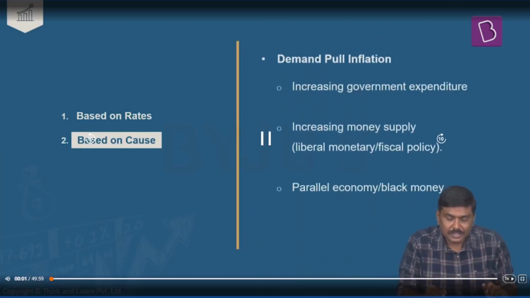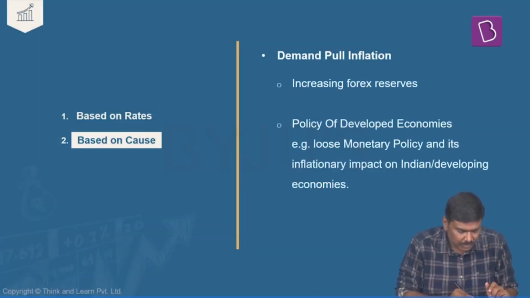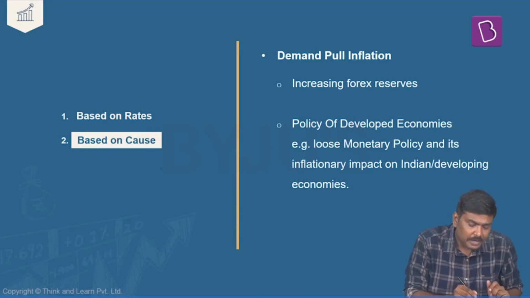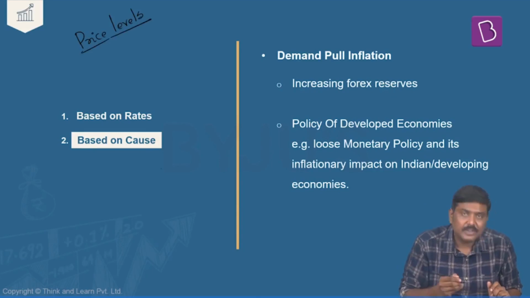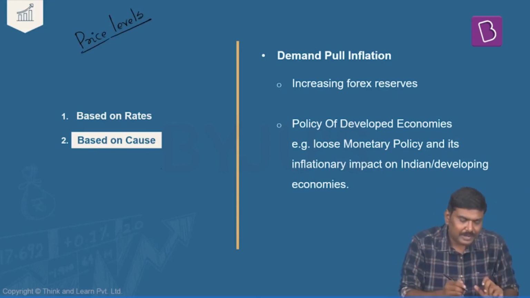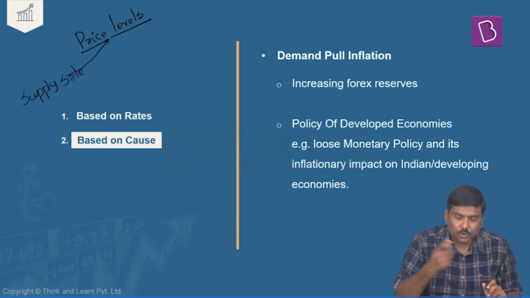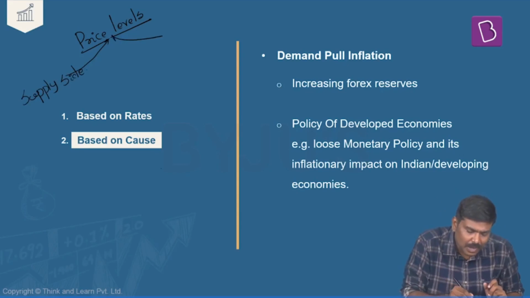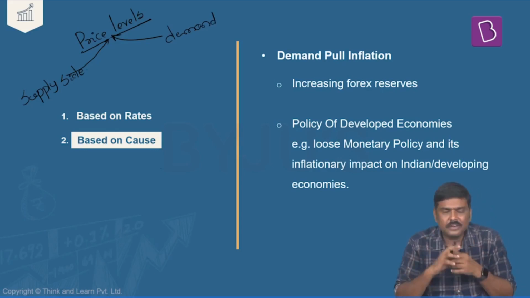Let me start with the demand pull inflation here. But before that, understand this very carefully. Basic idea is this. In the market, the price levels of commodities could be increasing because of supply side factors, or the price levels could be increasing or becoming higher because of demand side factors. Now, what do you mean by supply side factor and demand side factor?